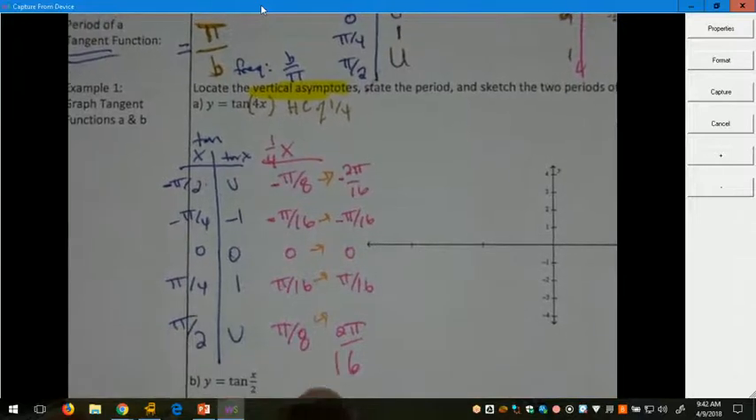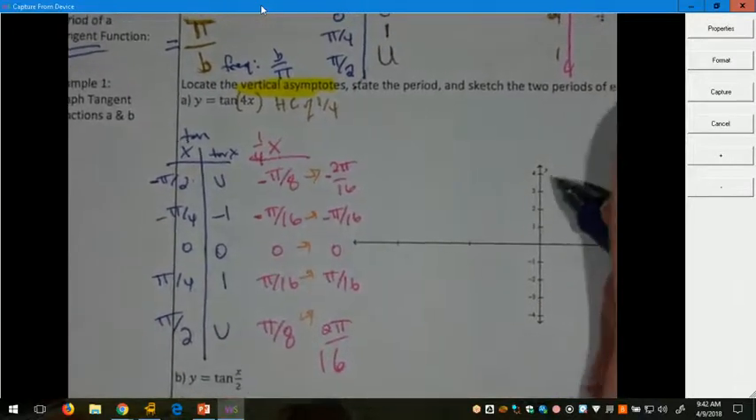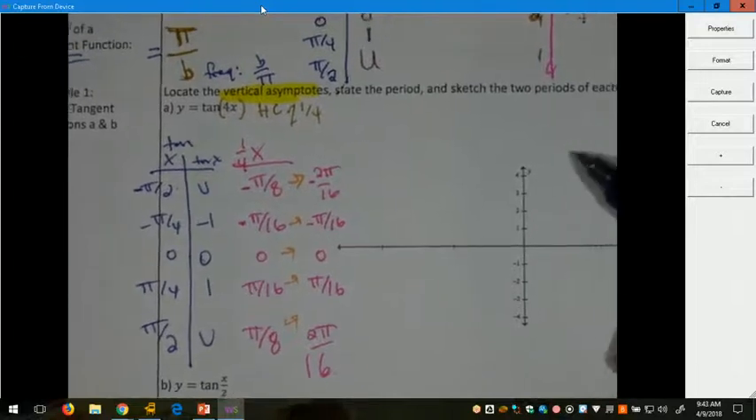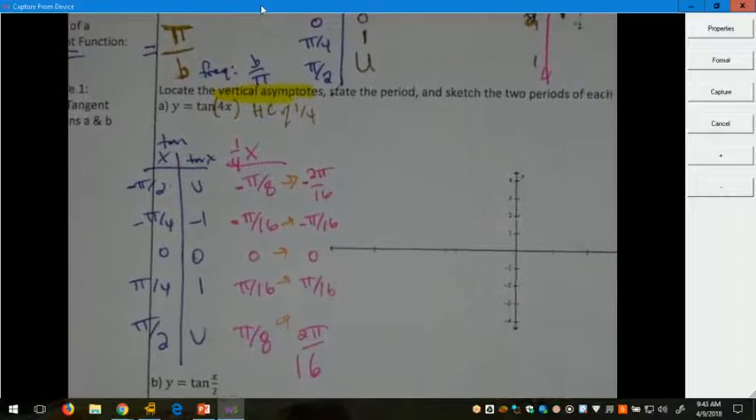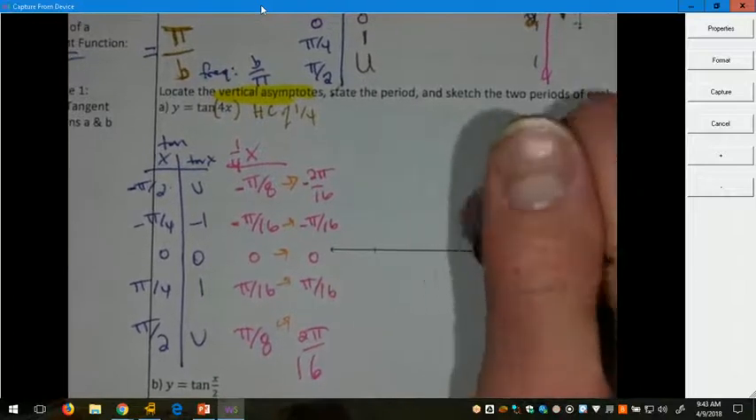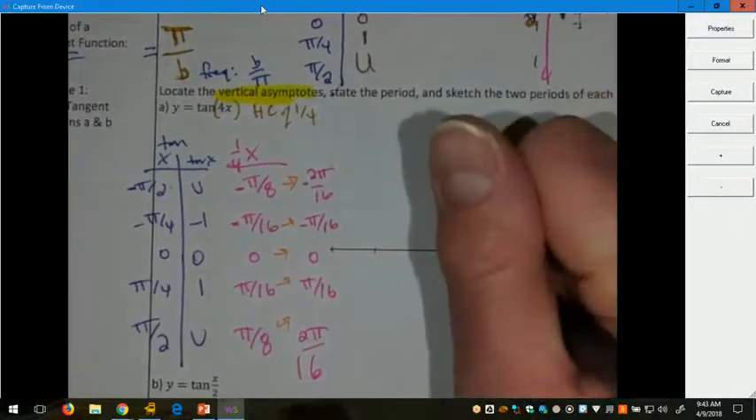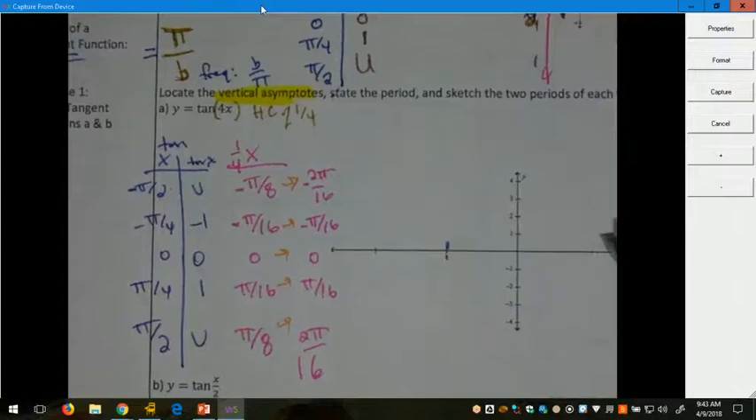So I'm going to start with these on my x-axis. I need everything in terms of 16ths, and I've got to be able to graph 2 periods of this, so I don't want to make it too big. I'm going to start probably here. That's going to make it bigger than I want it to.